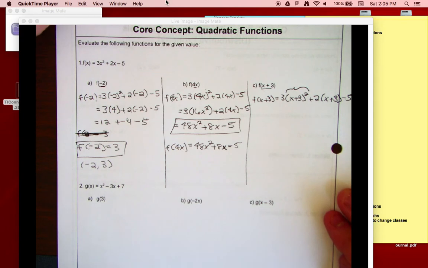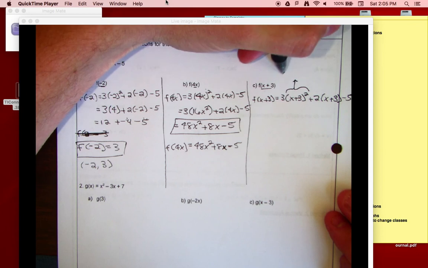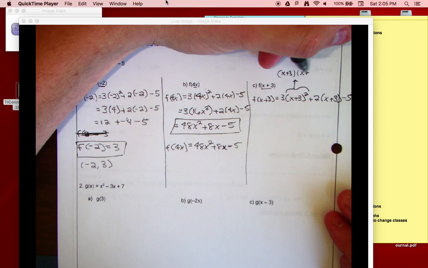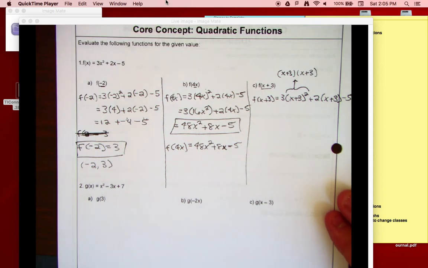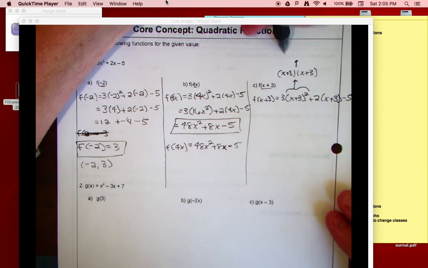We talked about that in class today. What does that really mean? That means that is x plus 3 times x plus 3. And how do we multiply those? You need to use either magic squares or you need to use the vertical alignment method. I'm going to use magic squares.